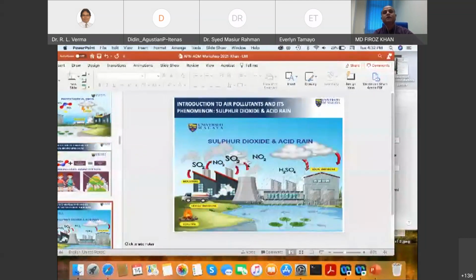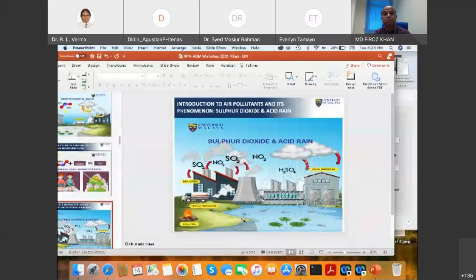Some of the precursors of acid gases, the acidic compositions in the air. Those precursor gases are what? Sulfur dioxide, oxides of nitrogen, right? Through the photochemical process in the atmosphere, these precursor gases generate acidic compounds, sulfuric acid, nitric acid in the atmosphere. And once we have these acidic gases in the atmosphere, through the rainfall, those acidic compositions come to our Earth's surface.